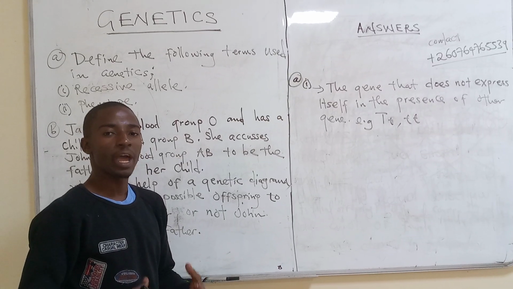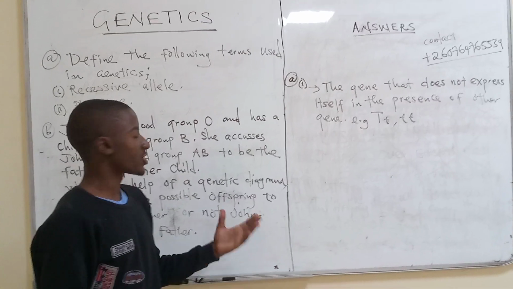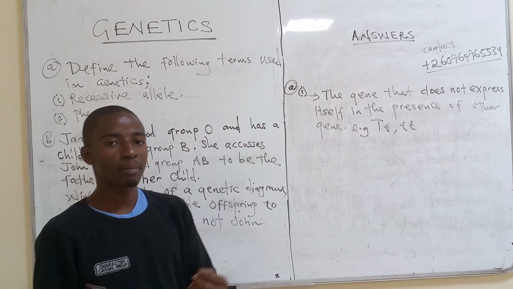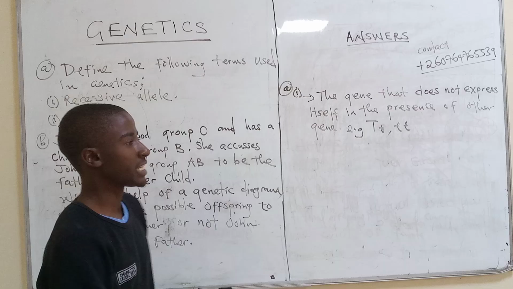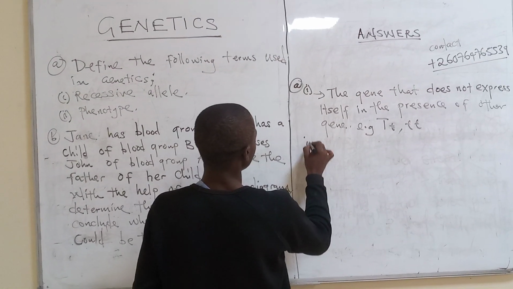What is phenotype? Phenotype is just the physical expression of an organism, the outward expression of an organism. What you are able to see in an organism, that is what we call the phenotype.